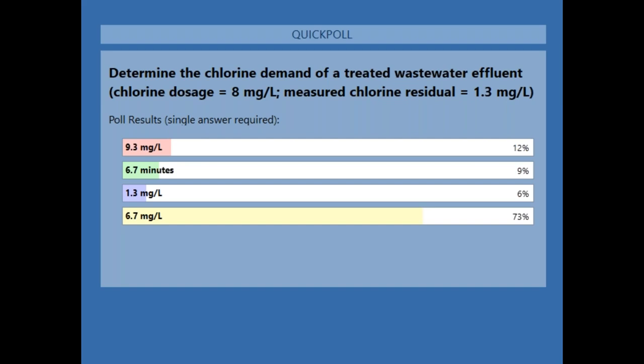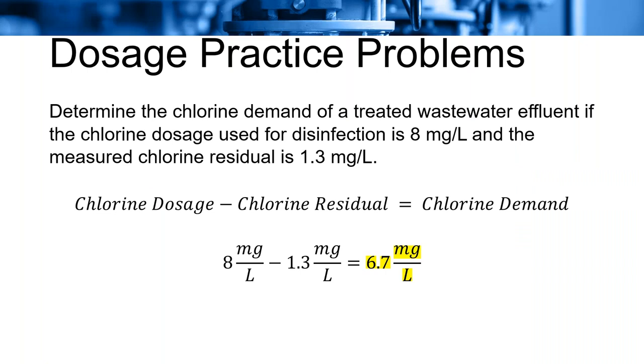So you might have added the chlorine dosage plus the residual. And the third one is 1.3 milligrams per liter, so you might have just put the chlorine residual as the answer. And so here is the answer to our problem. As you can see, we rearranged the problem. We isolated the chlorine demand by itself, and we subtracted the chlorine residual from both sides. That results in subtracting 1.3 milligrams per liter from 8 milligrams per liter, and our result is 6.7 milligrams per liter.